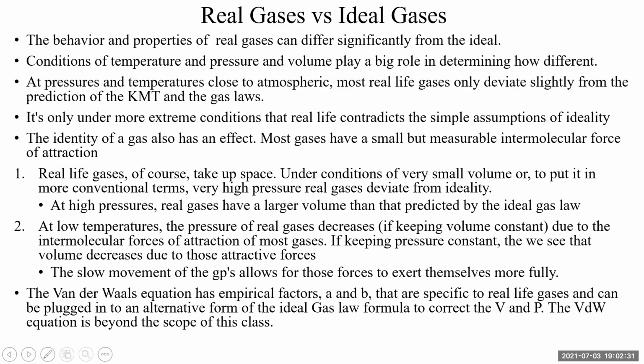So temperature and pressure and volume play a big role in determining how much variation or deviation from ideality real-life gases will show, depending on conditions. At pressures and temperatures close to atmospheric, most real-life gases only deviate slightly. Under extreme conditions, you'll start to see more of a deviation away from ideality. Also, the identity of a gas has an effect.